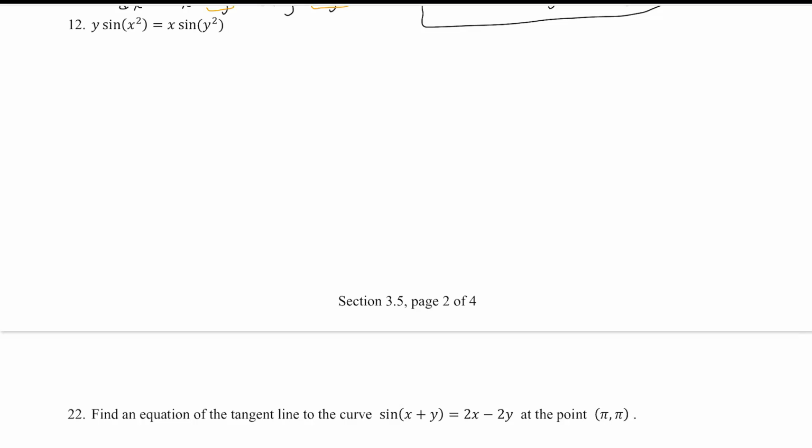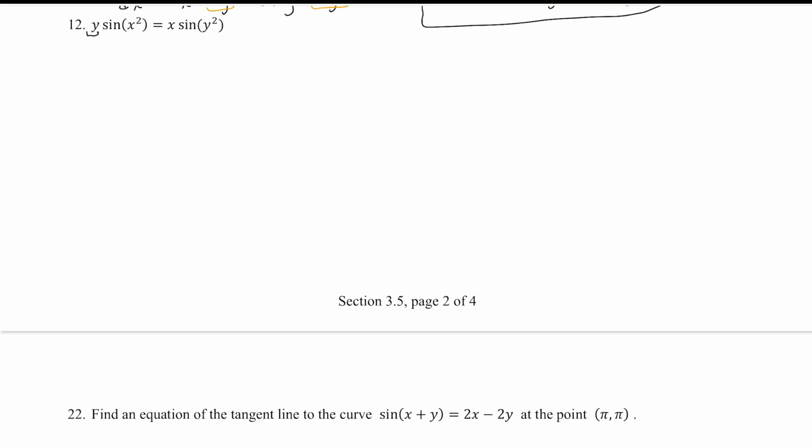All right, next let's try number 12. So again, notice that in this case we cannot solve for y as an explicit function of x. We cannot take this equation and get it in the form where y is by itself on one side of the equal sign. And that's how we know that we need to use implicit differentiation in order to find y prime or dy dx.